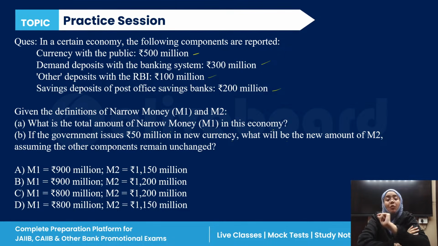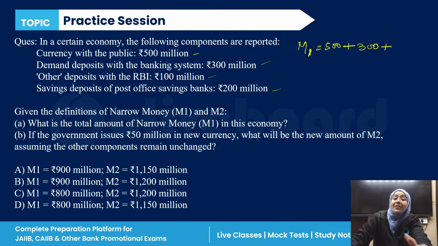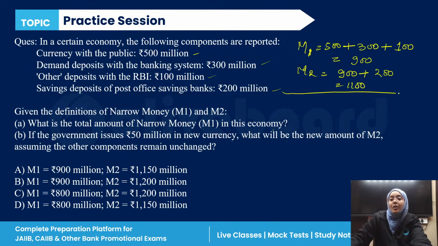When we are talking about, first of all, narrow money, the formula of narrow money is M1 equals currency with the public 500 plus demand deposit with the banking system 300 plus other deposits with the RBI 100. So if we talk about this, it is 900. And M2, under the normal conditions, is M1 plus savings deposit, which is 200, so 1100. This is under the normal circumstances. So first of all, what is the total amount of narrow money M1 in this economy? In this economy, we are asking for M1.